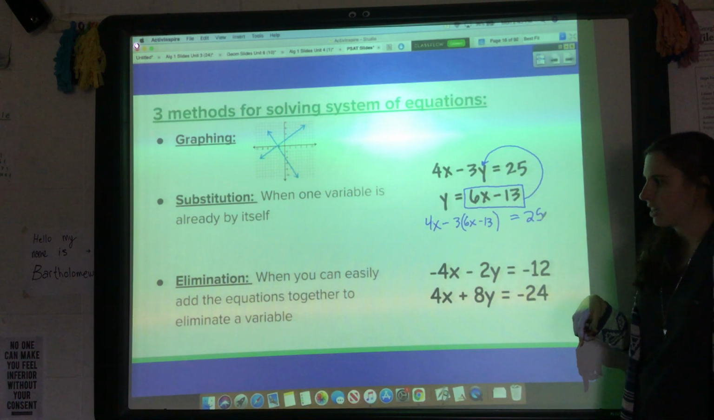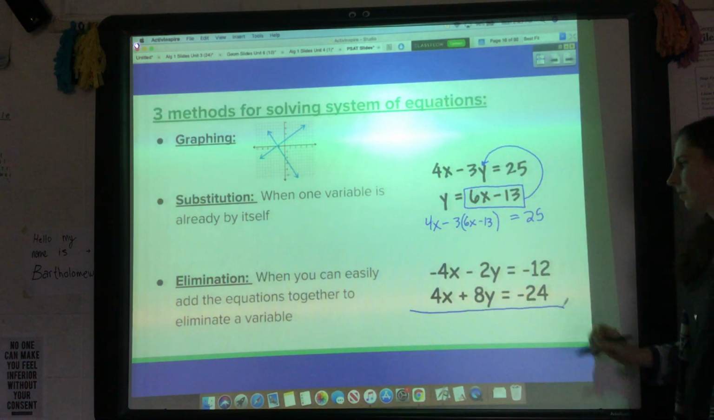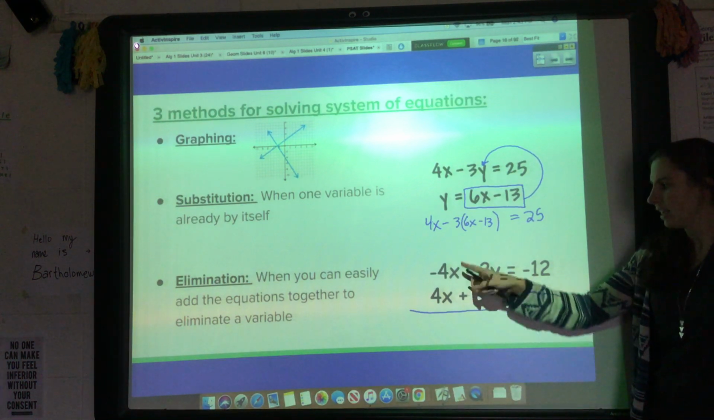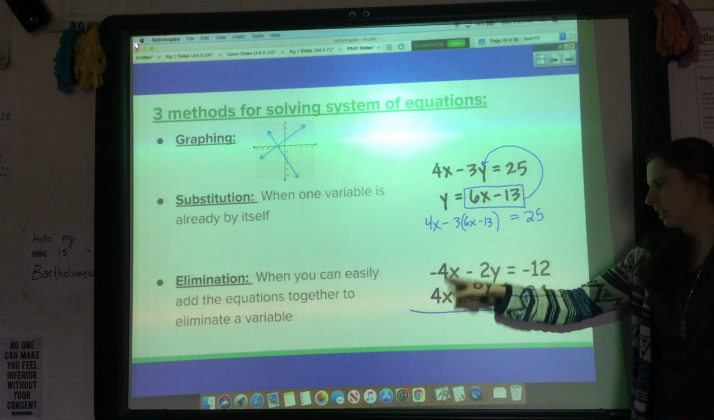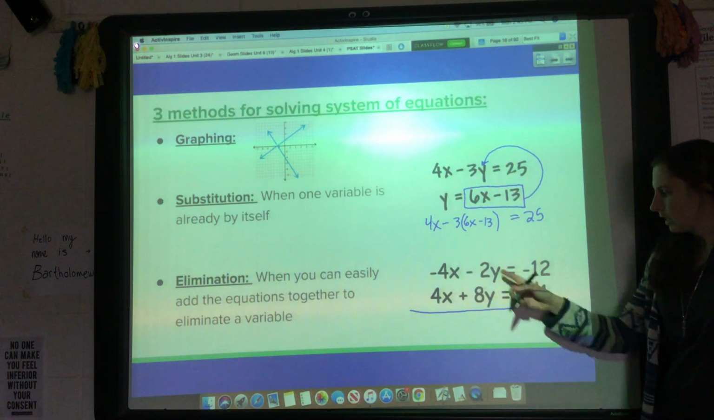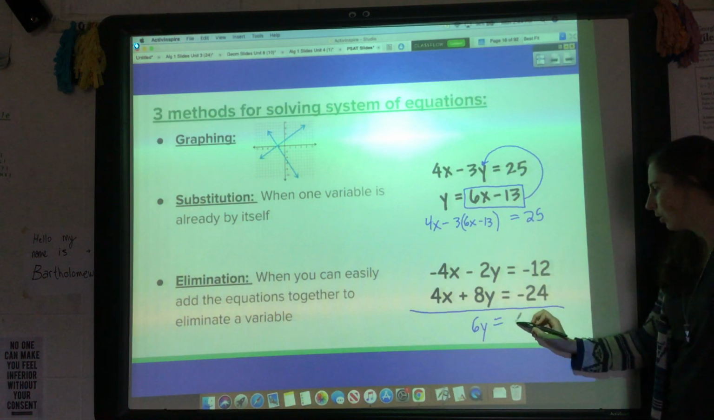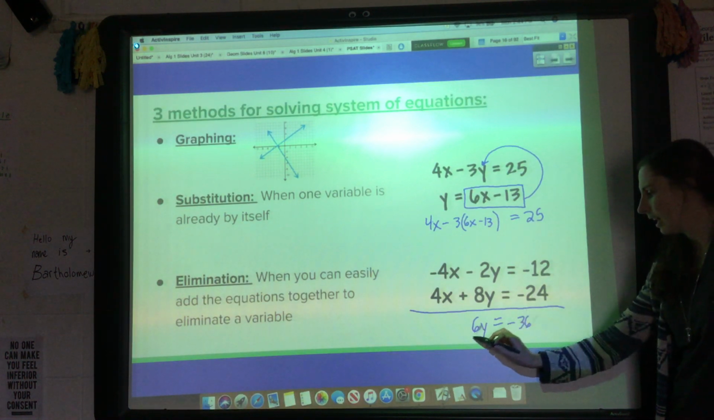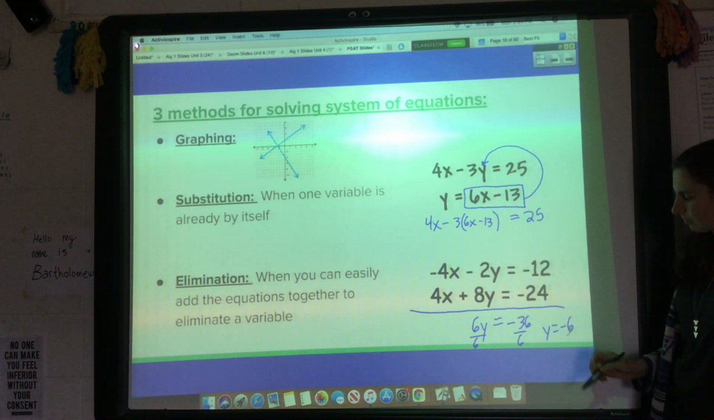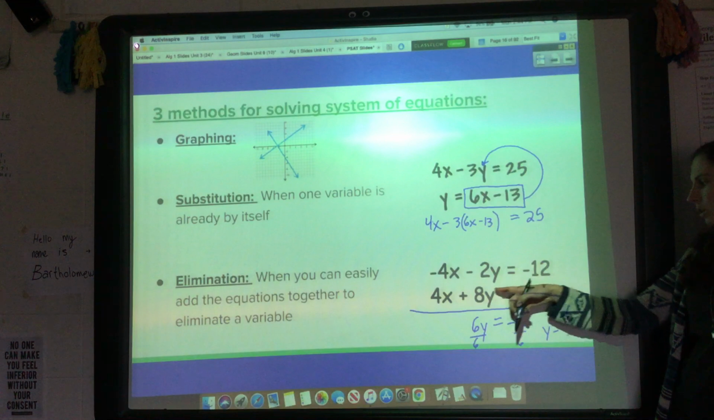We'll do more examples. The elimination method is where you add up the 2 equations and eliminate one of the variables. So do you see how when I add -4x plus 4x, that would just be 0? It goes away. We eliminated the x variable. -2y plus 8y would be 6y, and -12 and -24 would be -36. And then I could just solve for y real quick. So y equals -6.